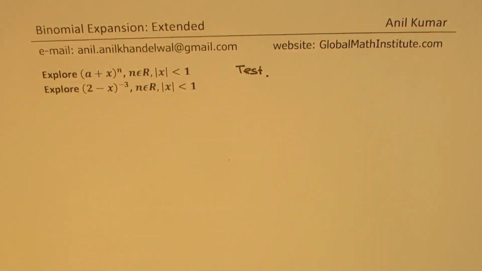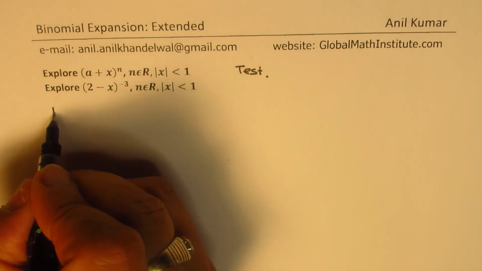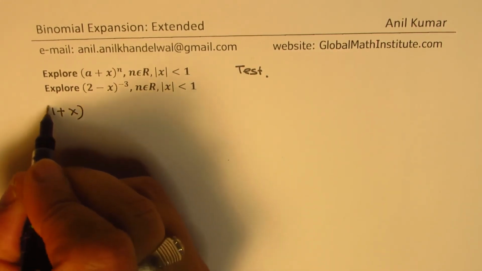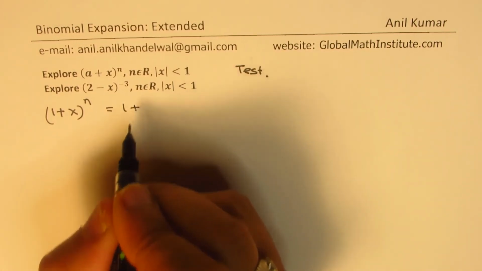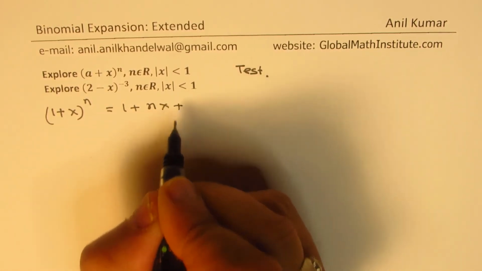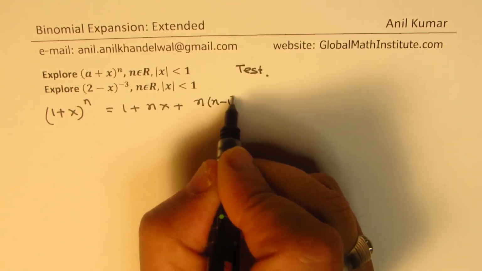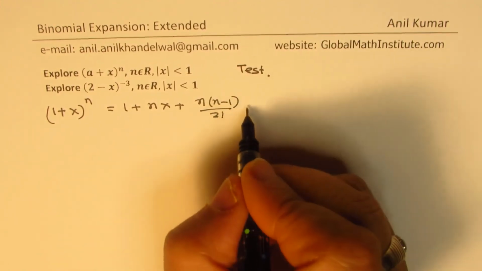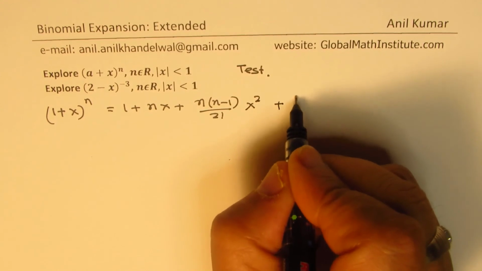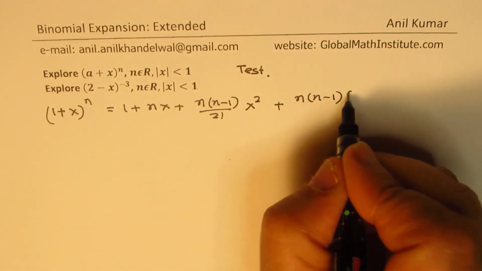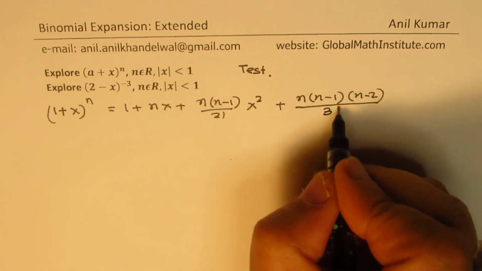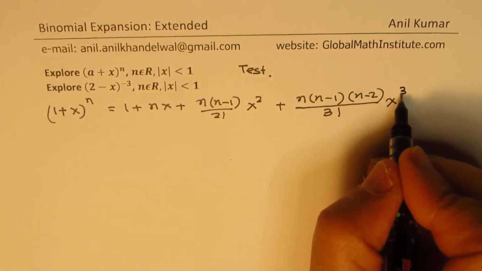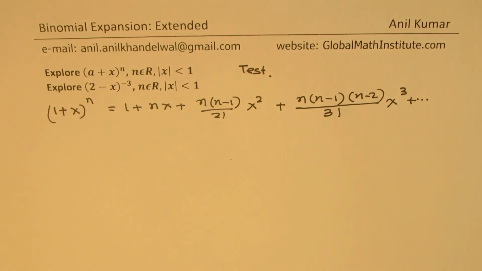Try to answer this. Now how should you do this? What we really know is that (1 + x)^n = 1 + n x + n(n-1)/2! x² + n(n-1)(n-2)/3! x³ + so on. So that is what we know.